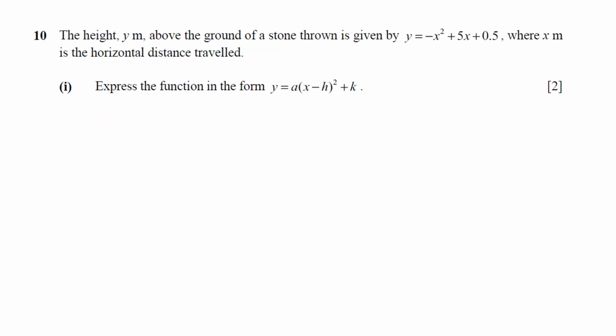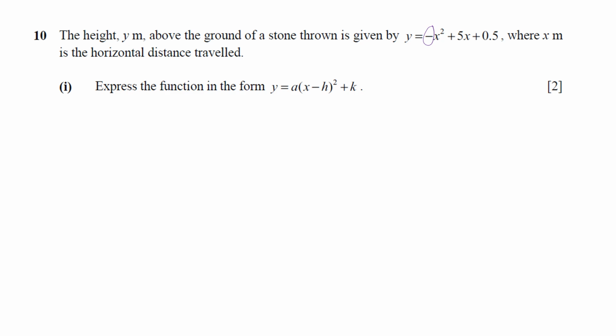Right, so question 10. Question 10 is on quadratic equations. You're given the equation y equals negative x squared plus 5x plus 0.5. So I think that's an n-shaped curve, because the coefficient of x squared is negative 1.